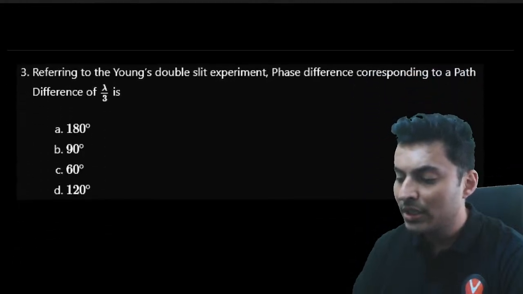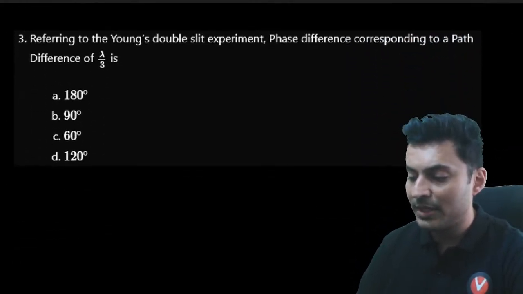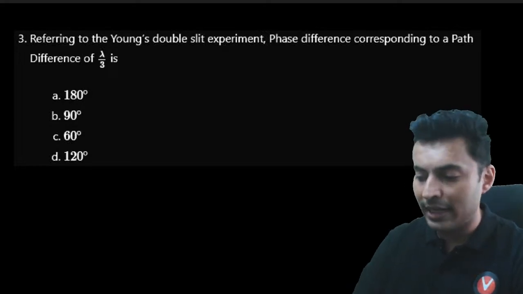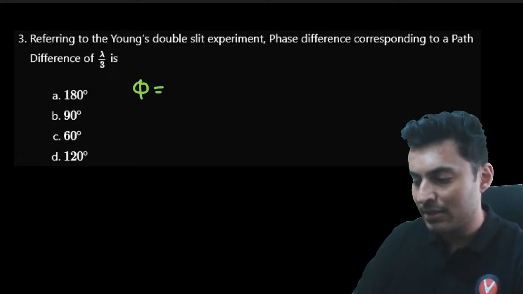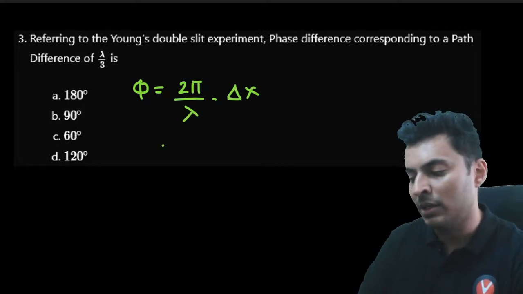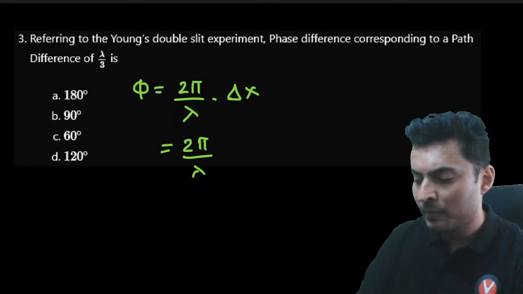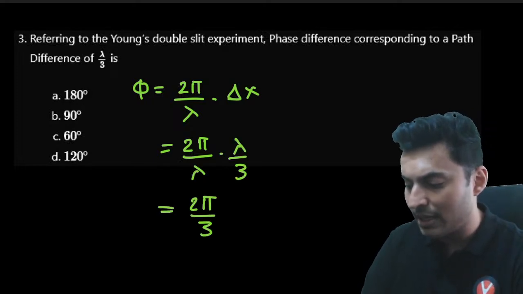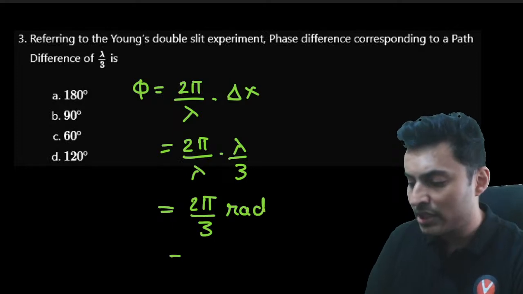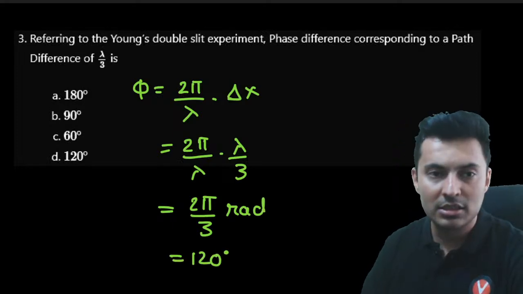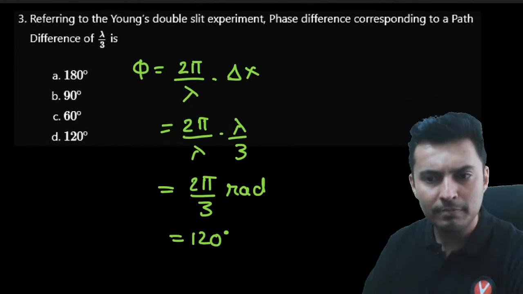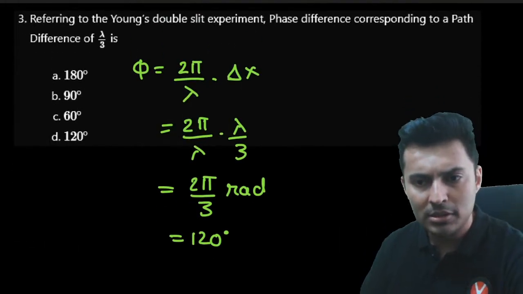Great. Moving on. For a YDSE experiment, the phase difference corresponding to a path difference of lambda by 3 is how much? There is a direct formula. Phase difference is 2 pi by lambda into delta x, the path difference. So 2 pi by lambda into lambda by 3. Lambda cancels. It will be 2 pi by 3 radian, which is 120 degrees. So I think it should be option D. Yes, it is option D. Got it, my dear warriors?